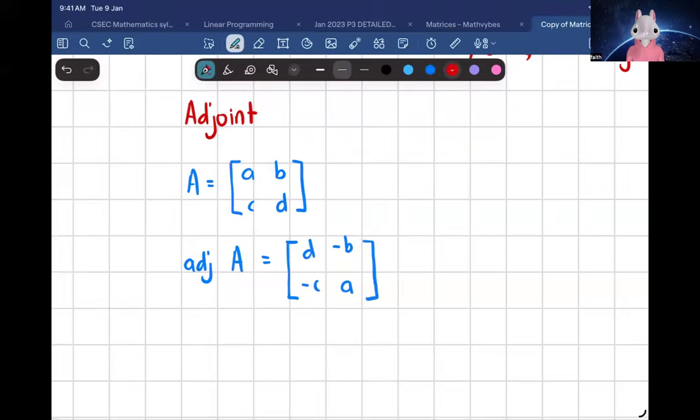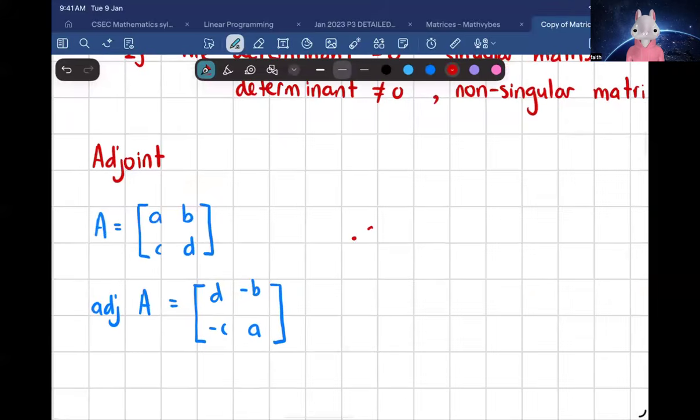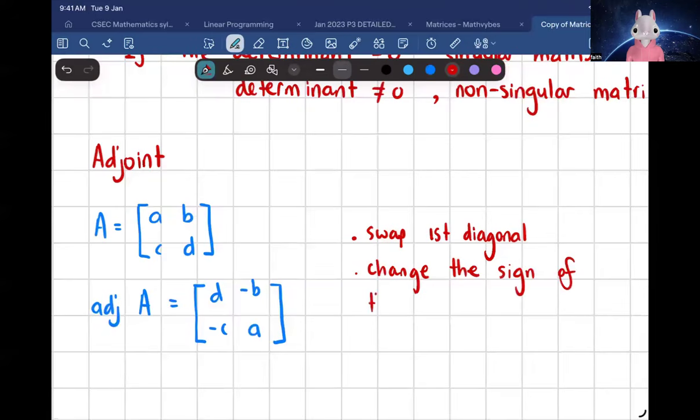So these are the steps, right? Swap the first diagonal. So you're going to swap the first diagonal. And the next step is to change signs of the elements in the second diagonal.